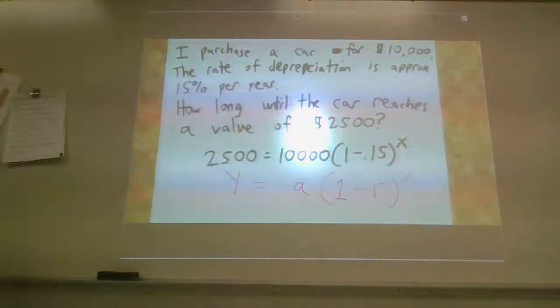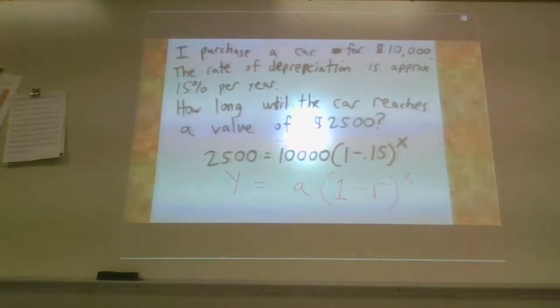This is what we wrote on Tuesday of last week. We practiced a bit more with it on Thursday, and here we are back one more time. A represents your initial value. R represents the rate, and since this is a depreciation, a rate of decay, I have to do 1 minus R. X is time. That's what they want to know, so I got to solve for x. Y is the resulting value.